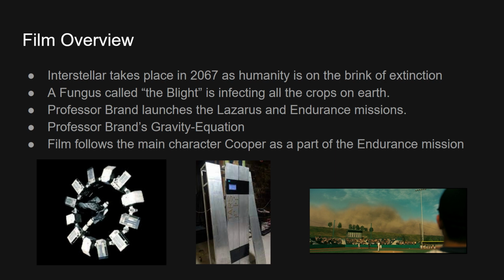His second plan, or Plan B, is to have the crew of the second mission create a new colony of humans on the planet they find by using the frozen embryos that they take with them. After finding out that his gravity equation is unsolvable, Dr. Brand launches the Endurance mission anyways, with the last hope of starting a new colony of humans with the frozen embryos. The film follows the main character, Cooper, as he and his crew embark on the Endurance mission and attempt to find a new habitable planet for humanity.